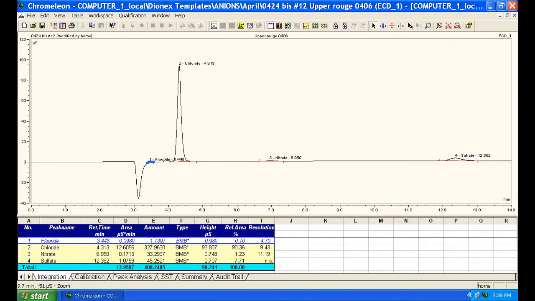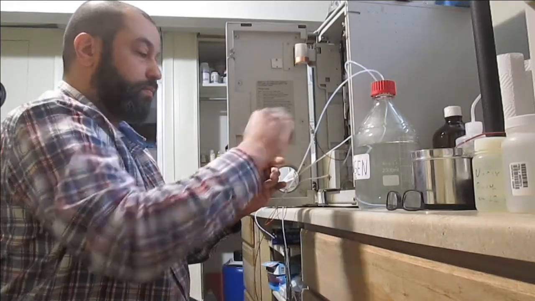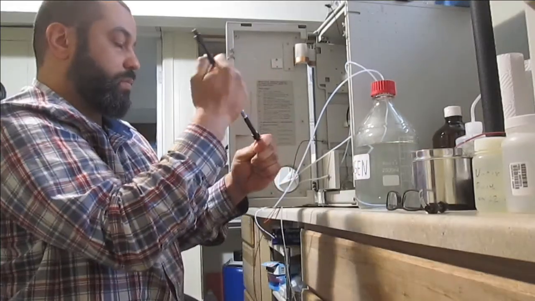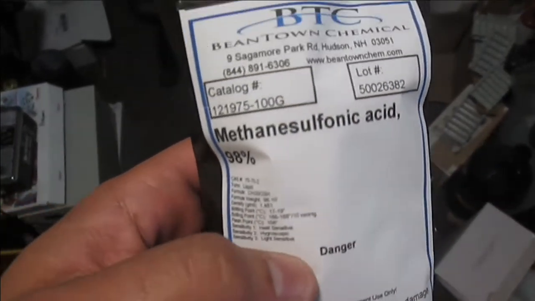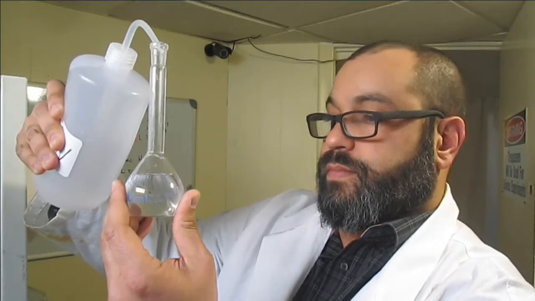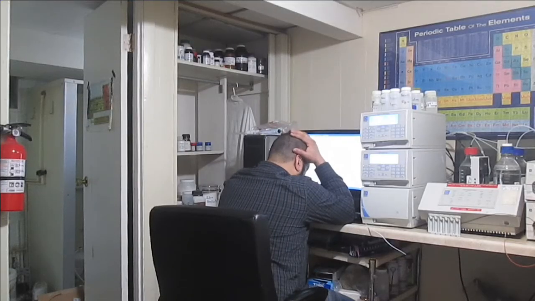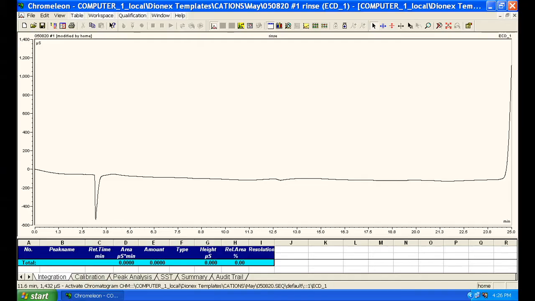Now for cation analysis, I have to replace the guard column, the analytical column, and the suppressor. I use a weak solution of methane sulfonic acid for the cation's mobile phase. And after finding a concentration that would work, setting up a new program, identifying all the peaks, and calibrating again, I can identify and measure concentrations.